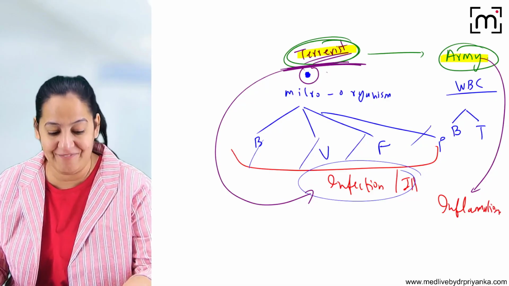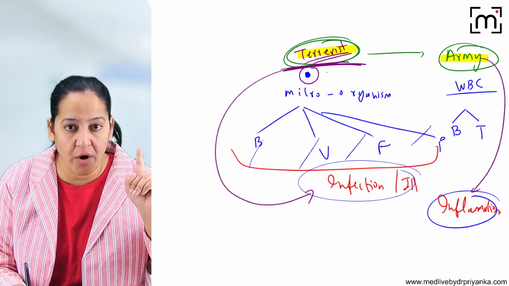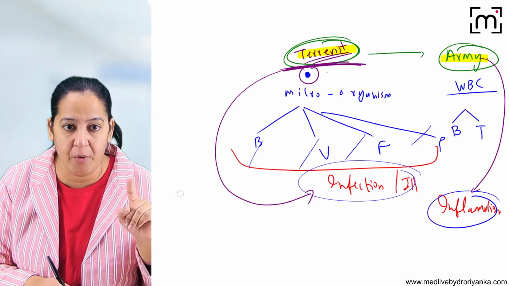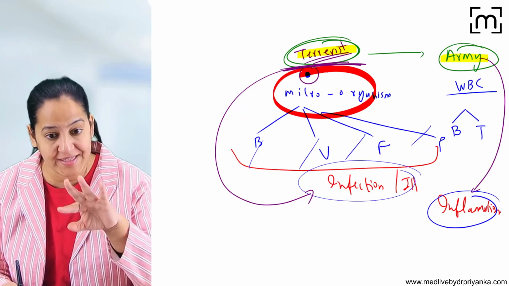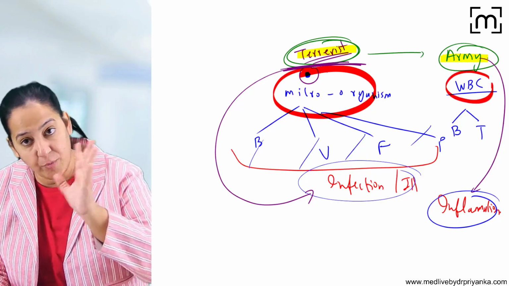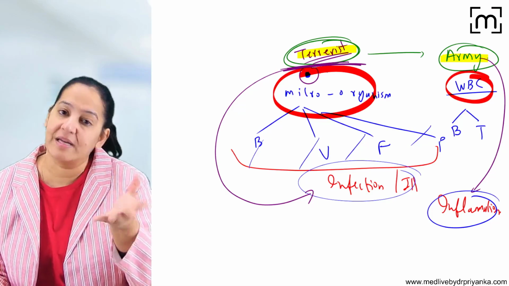So in short, inflammation is the body's defense mechanism. What the microorganism does to the human body is infection. And what the WBC is doing to protect it, to prevent it, to oppose it, is inflammation.